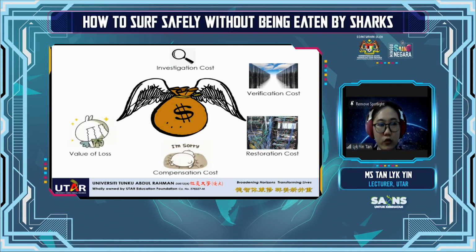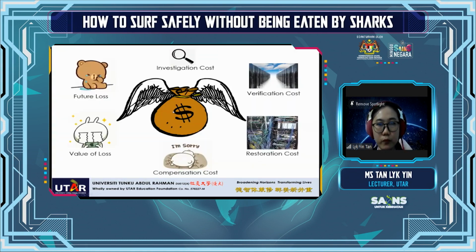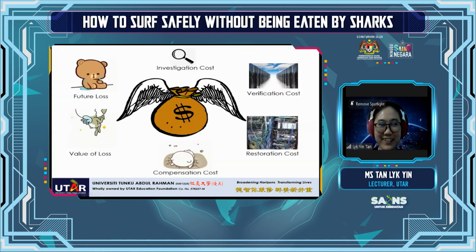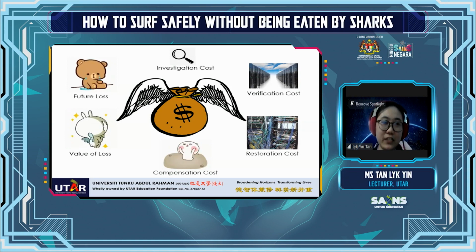Other than that, we also have the loss of value, which is caused to the company when it is performing the investigation, verification, and restoration after an attack. They can't run their business online. And last but not least is the future loss. So basically, the future loss is like, I have my business and something bad happens in my company, so you will lose confidence when you want to purchase or use any service from my company. So this is the future loss.